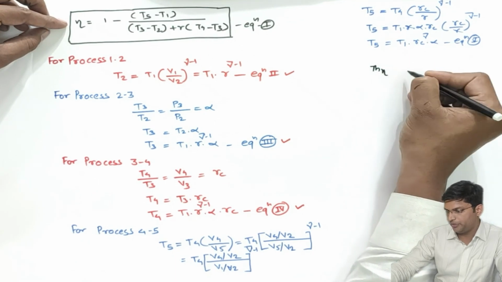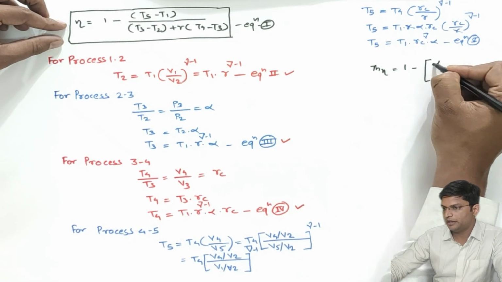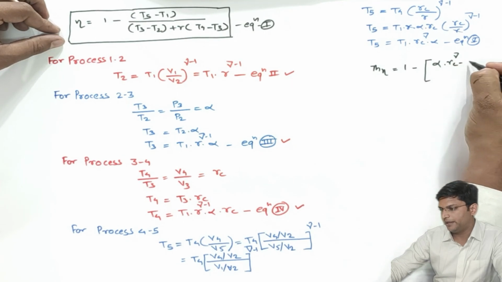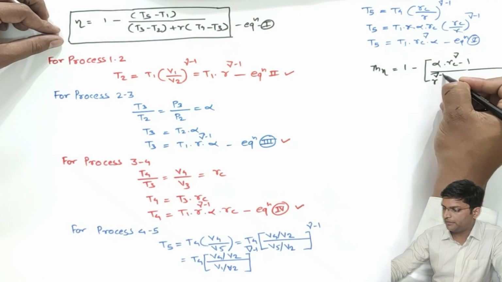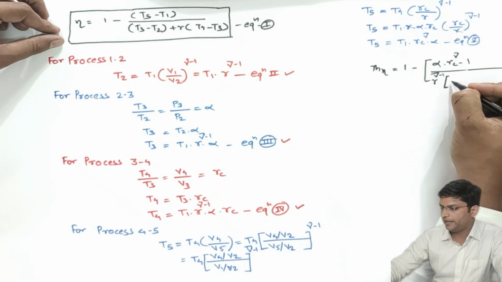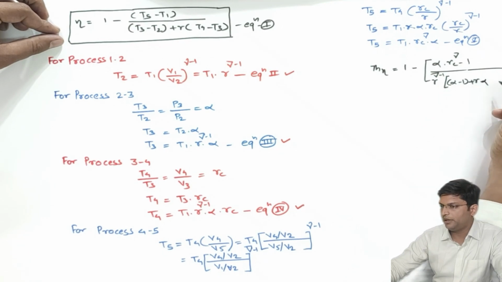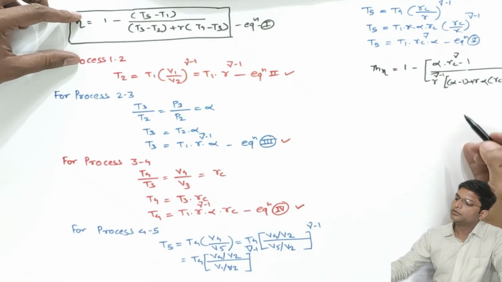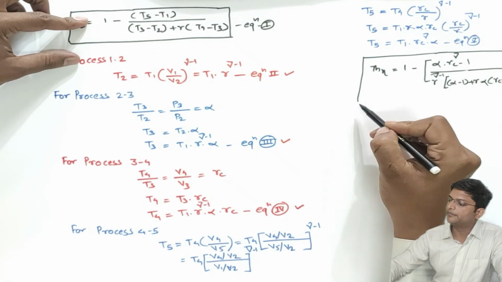Now put all these values into the thermal efficiency equation. The thermal efficiency of the dual cycle is equal to 1 minus [alpha into rc raised to gamma minus 1 divided by r raised to gamma minus 1 times (alpha minus 1 plus r into alpha into (rc minus 1))]. So this is the final thermal efficiency equation for the dual cycle.